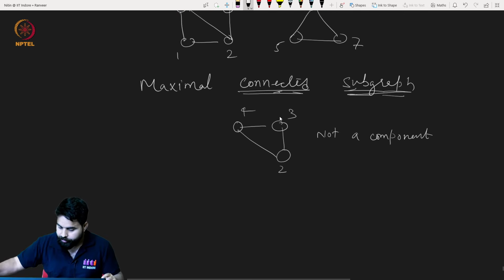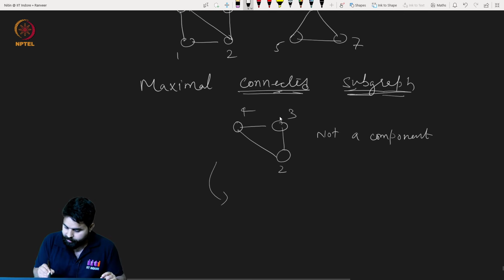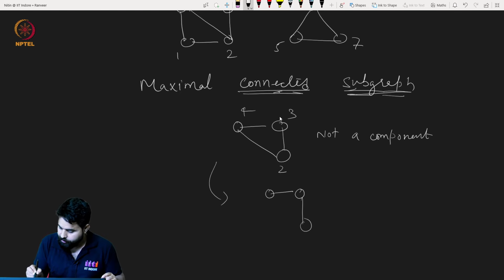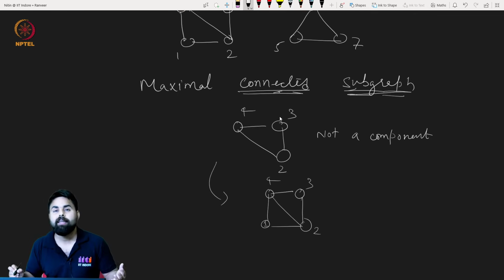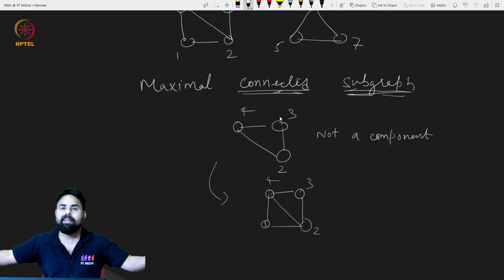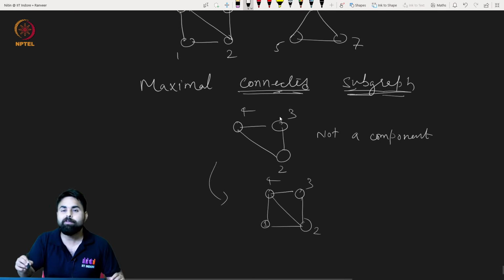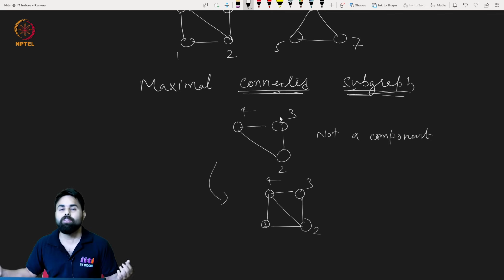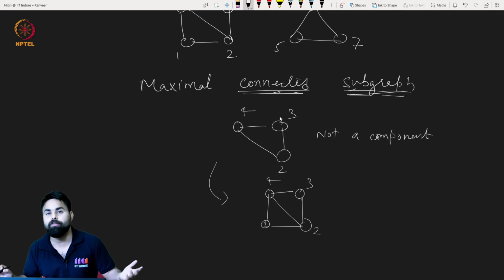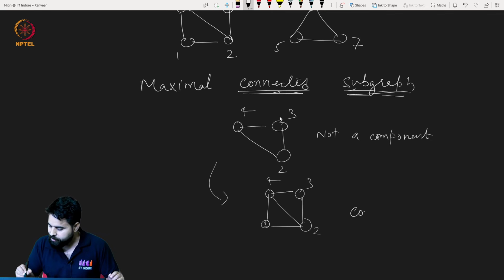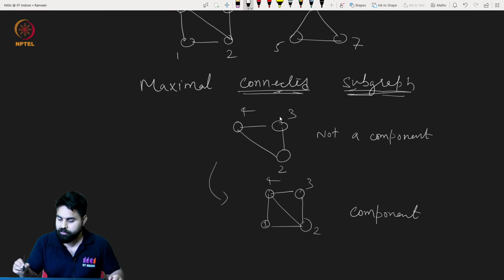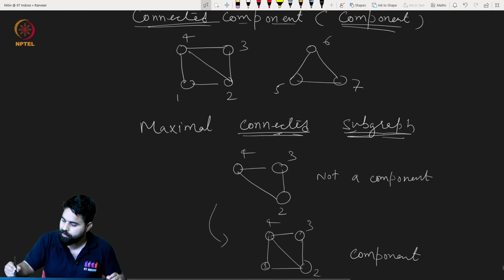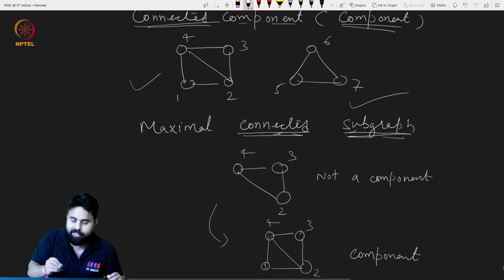So I can still make it larger. Suppose now this part. So now, 4, 3, 2. Again, now I can add 1 to it, right? By making it larger. Now I cannot increase it such that connectivity is maintained. As soon as I add 5, 6 or 7 to it, the connectivity will be lost because there is no path from these vertices to any of 5, 6, 7. So this is a component. Similarly, this one is also a component. So there are two components. One component is this one, another component is this.